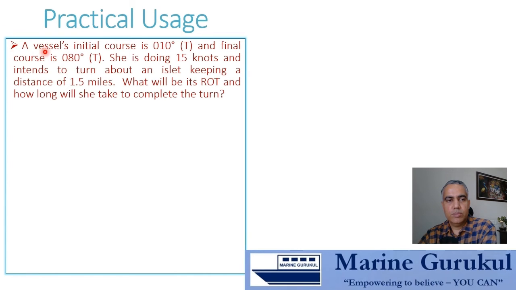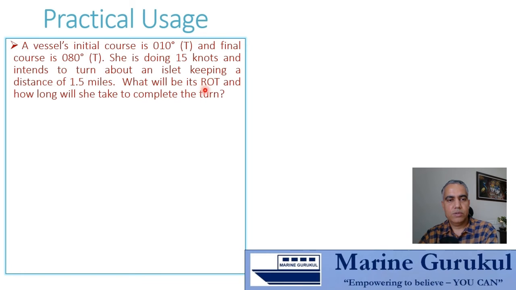We have a vessel which is moving on an initial course of 010 degrees true, and the final course is 080 degrees true. She is doing 15 knots of speed and she intends to turn about an island or islet, keeping a distance of 1.5 miles. So basically 1.5 miles is the radius of our turn.